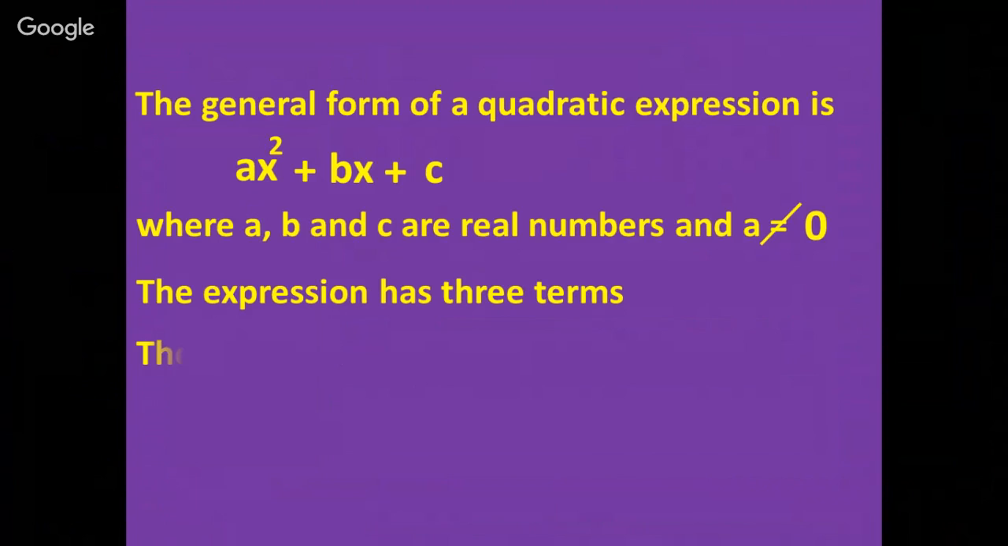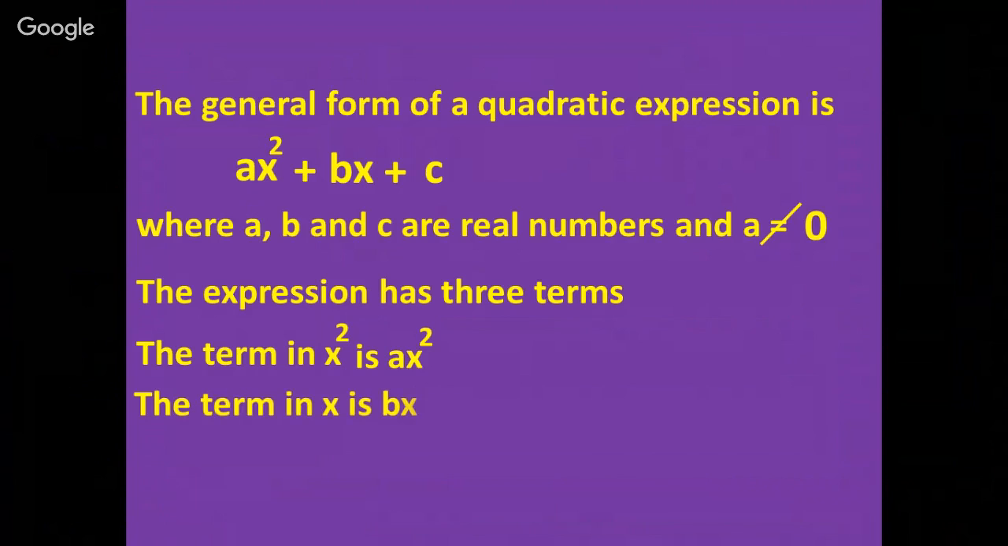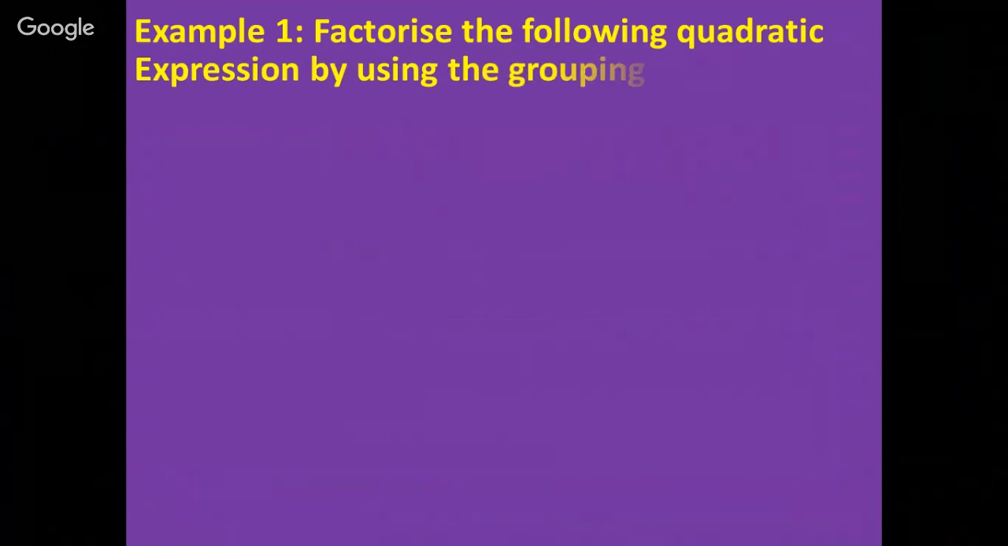The term in x squared is ax squared. The term in x is bx, and the constant term is c. Now let's solve an example. Factorize the following quadratic expression by using the grouping method. The expression is x squared plus 8x plus 12.